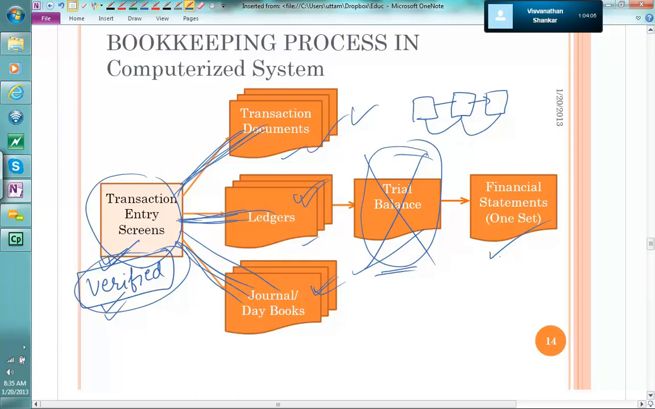Any doubt in this one? Only one question from me, Uttam. Yeah, go ahead. Why, sir, do you require now a journal when the transaction entry you can go direct, because the transaction entry itself would have captured which account it has to go into, right? So why do you require still a day book or a journal now? Why can't it go directly into a ledger? What value does the journal add now?